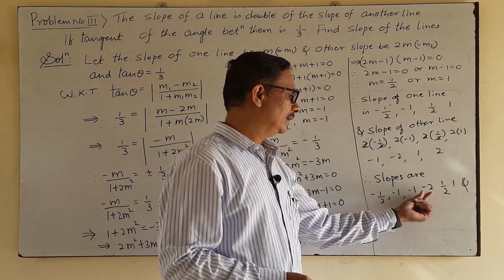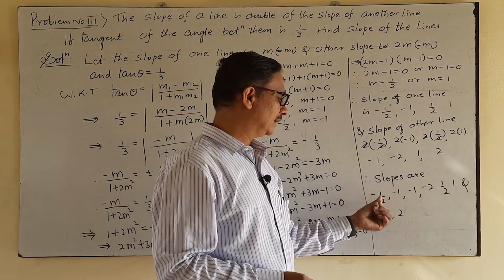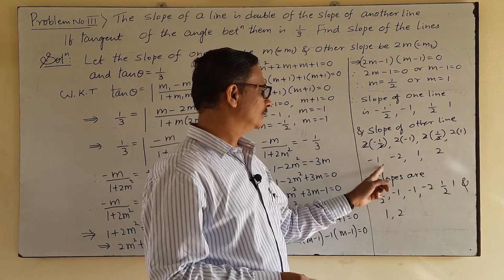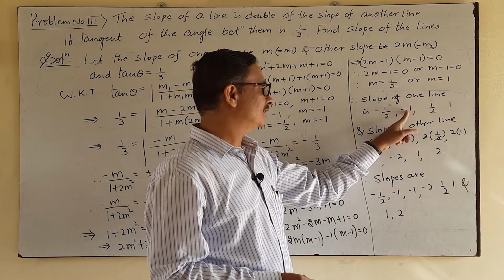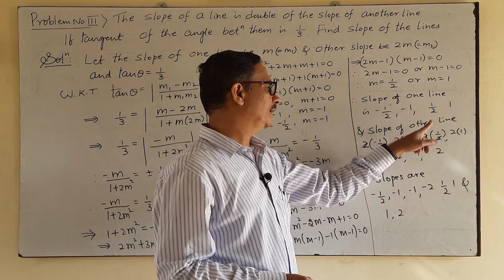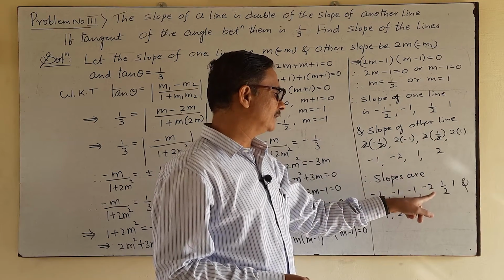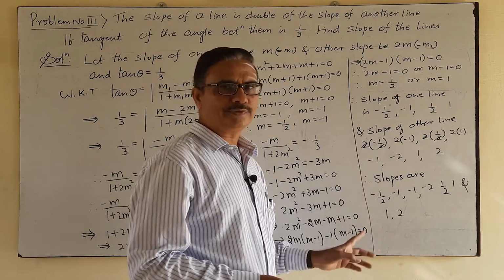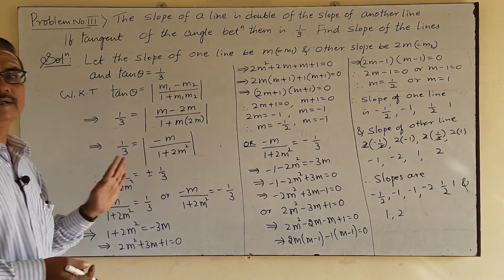This is m, that is 2m. Slope of one line is minus 1 by 2, other line is minus 1. Okay, slope of one line is minus 1, other slope is minus 2. Slope of line is 1 by 2, other slope is 1. Slope of line is 1, other slope is 2. These are the slopes of the lines.